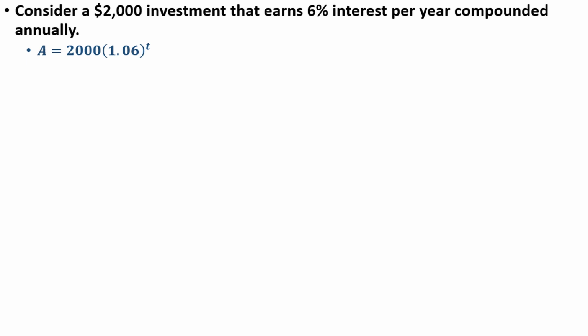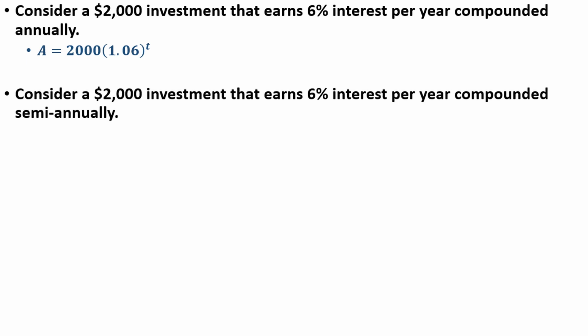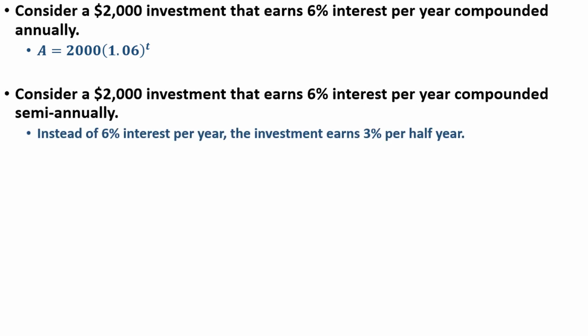But a lot of the time, interest is not calculated once per year. It is calculated multiple times per year. For example, maybe instead of compounding annually, the interest was compounded semi-annually, meaning twice a year. If we go with the same example, the way it works is, instead of getting the whole 6% interest once a year, you get 3% every half year.